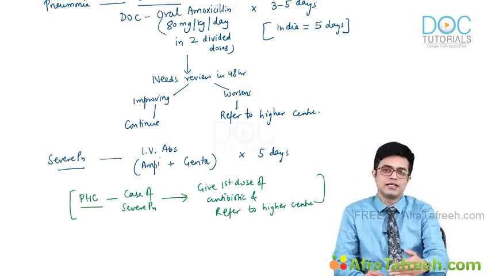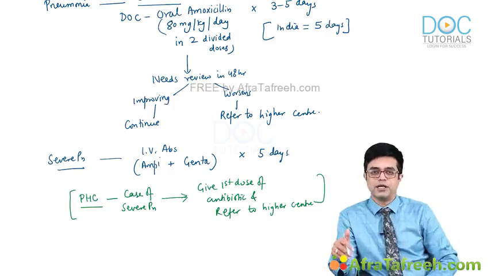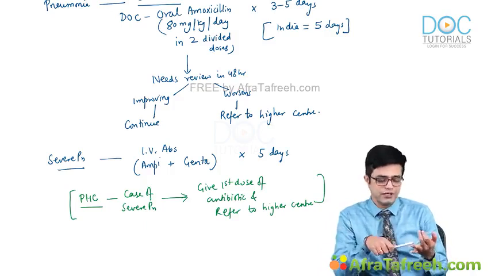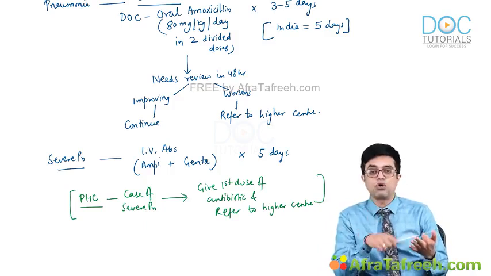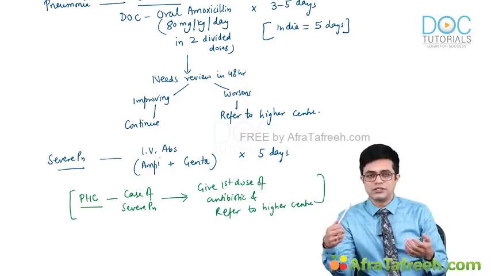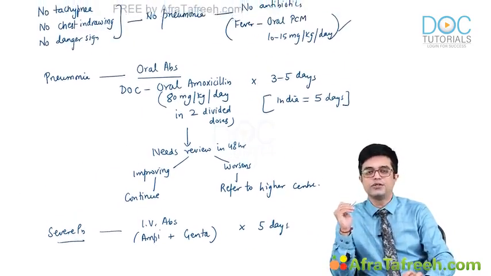If you are sitting in a higher center, you will admit the child with severe pneumonia and start IV antibiotics along with supportive therapy. Supportive therapy will include steam inhalation and fever control. If there is hypoxia, SpO2 less than 92%, you will start oxygen, etc. So those things will not be asked in your exam. This is the overall management that you need to remember.